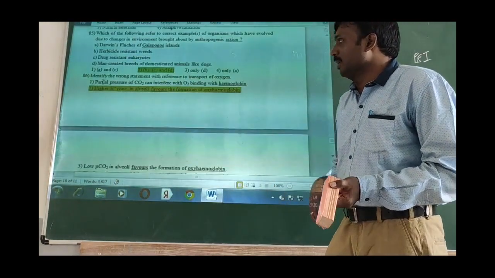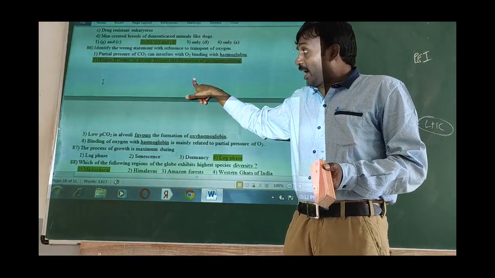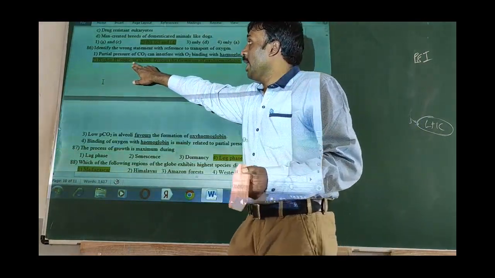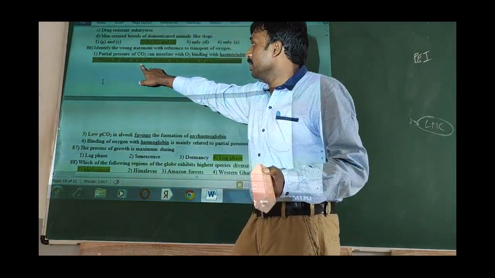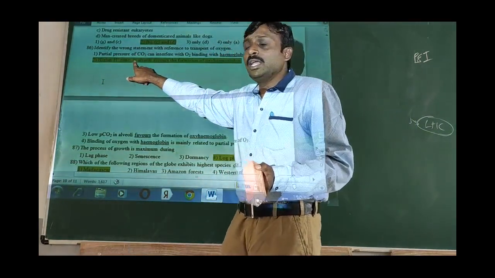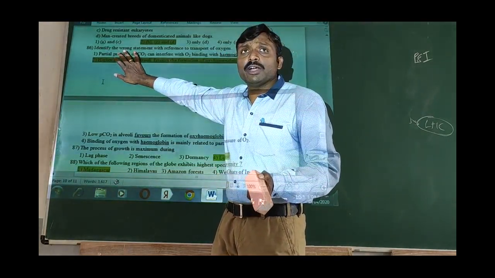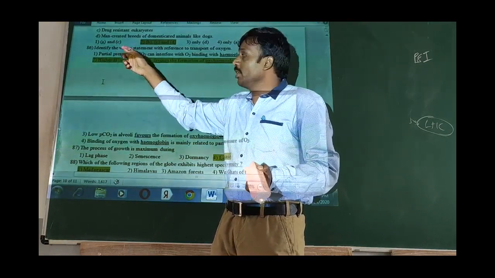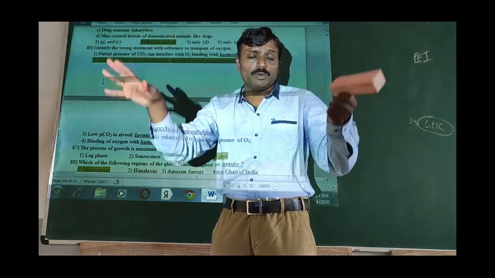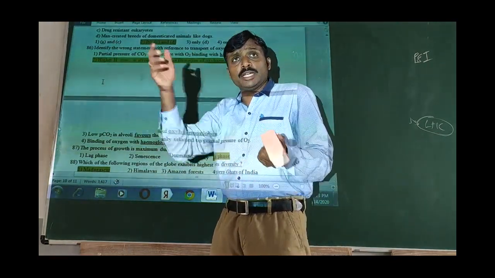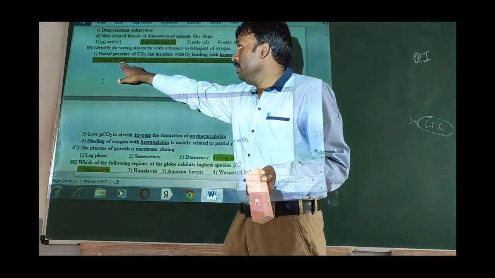Then 86. Here again it is from our breathing and exchange of gases chapter. Here they asked for the wrong statement. Higher hydrogen concentration in alveoli. Hydrogen is the keyword to understand here. Not hydrogen. If oxygen is present in alveoli, then sufficient amounts of oxygen will be transported, right? But if hydrogen is present, will it be able to transport the oxygen? No. So the wrong statement is this one.